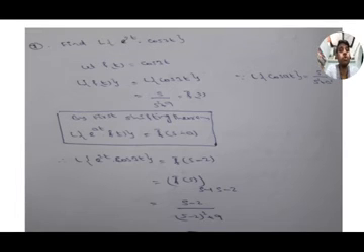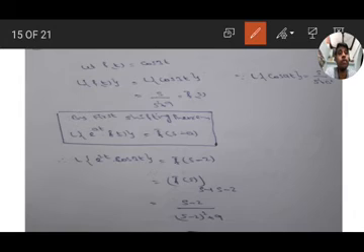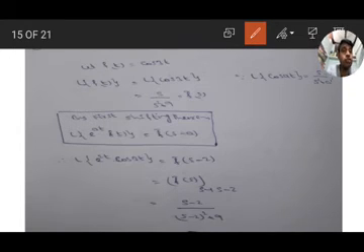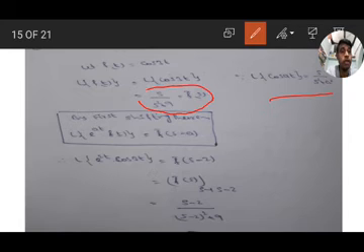Here f of t equal to cos 3t. Find the Laplace transform of cos 3t. L of f of t equal to L of cos 3t. By the formula, L of cos at is s by s square plus a square, so it is s by s square plus 9. F bar s equal to s by s square plus 9.